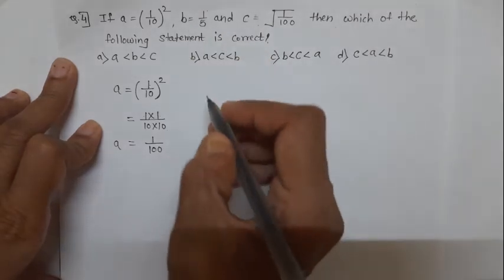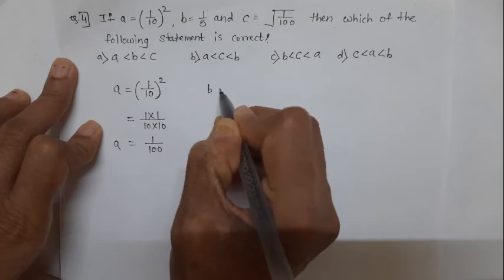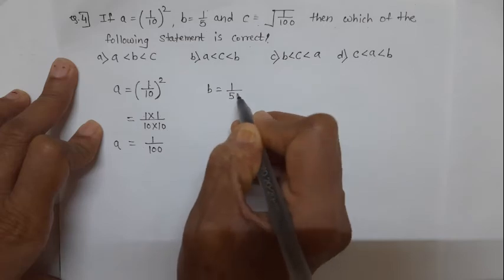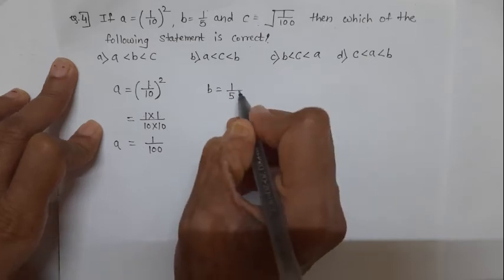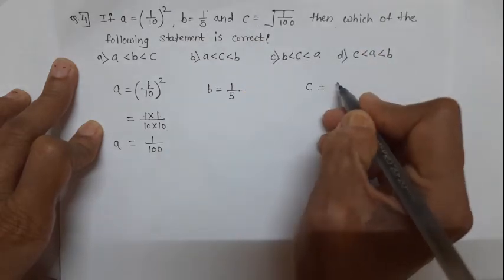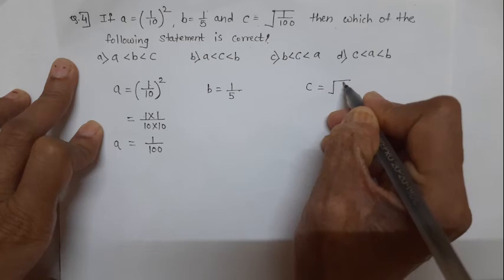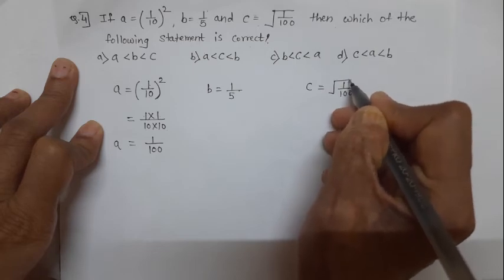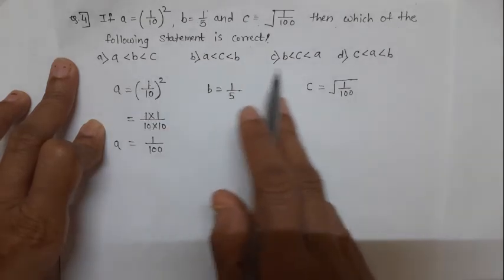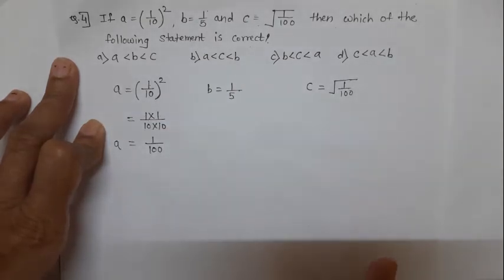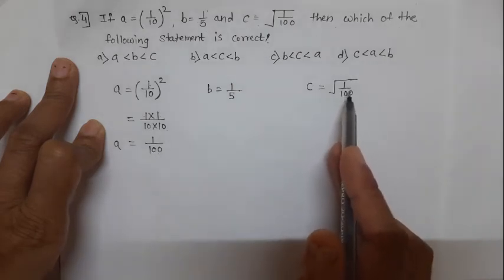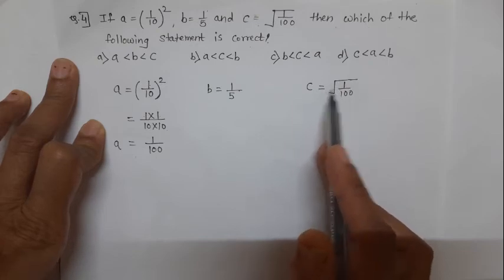Okay. Now B. B is equal to 1 upon 5. And now here what is given? C is equal to root of 1 upon 100. Now we have to compare. Again, comparison means we need to make the denominator the same. Which is the greater denominator here? This number is in the square root sign.